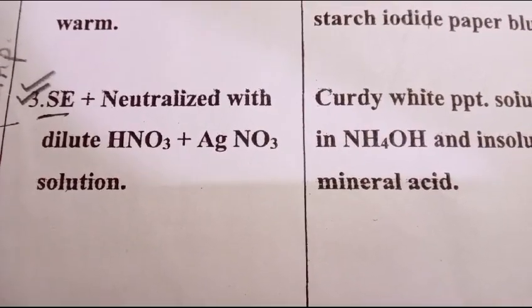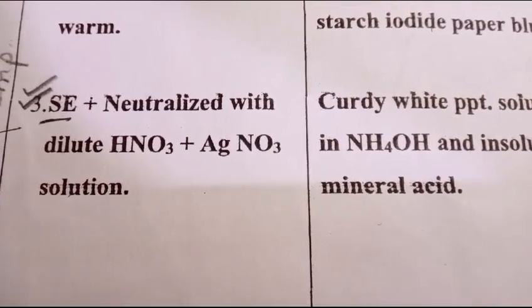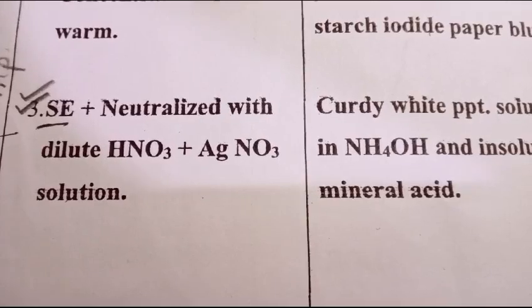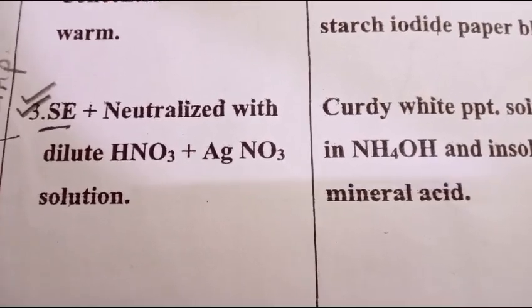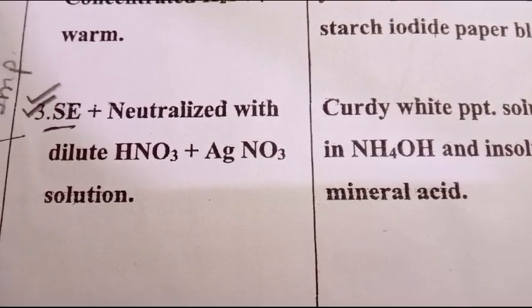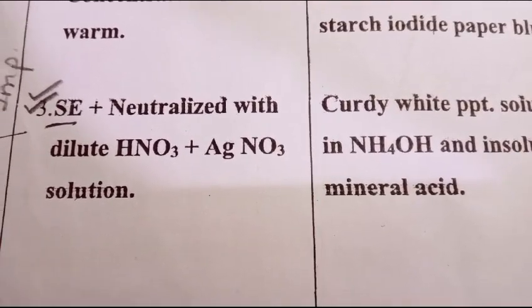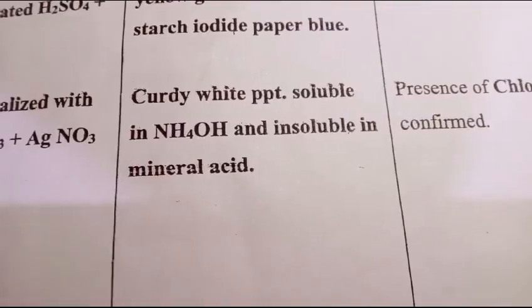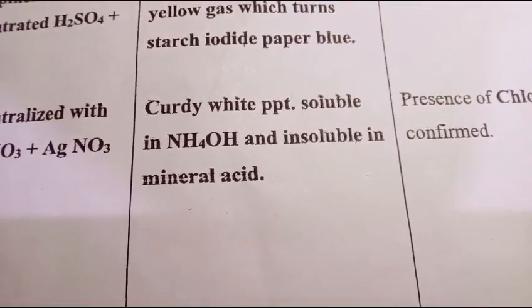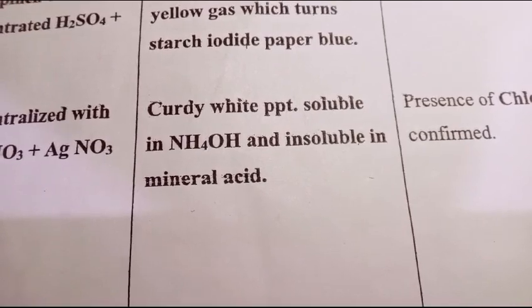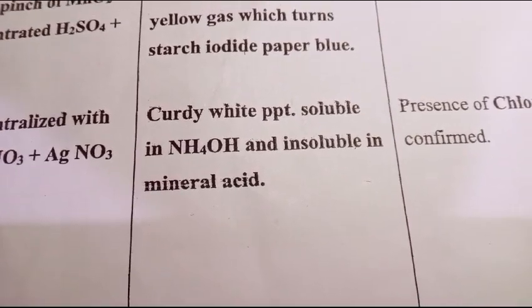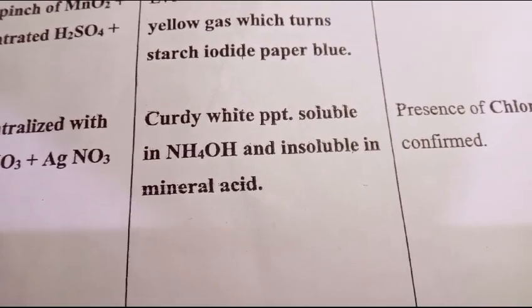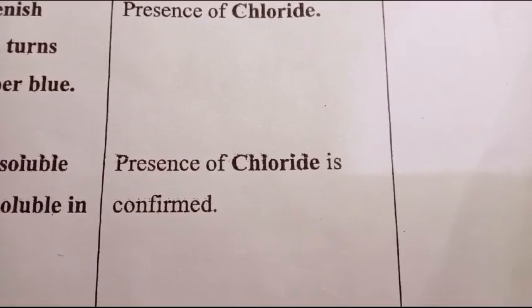Take a small amount of the sodium carbonate extract which you made already in another test tube, and neutralize it with dilute nitric acid, then add silver nitrate solution. A curdy white precipitate which is soluble in ammonium hydroxide and insoluble in mineral acid will be observed. The presence of chloride is confirmed.